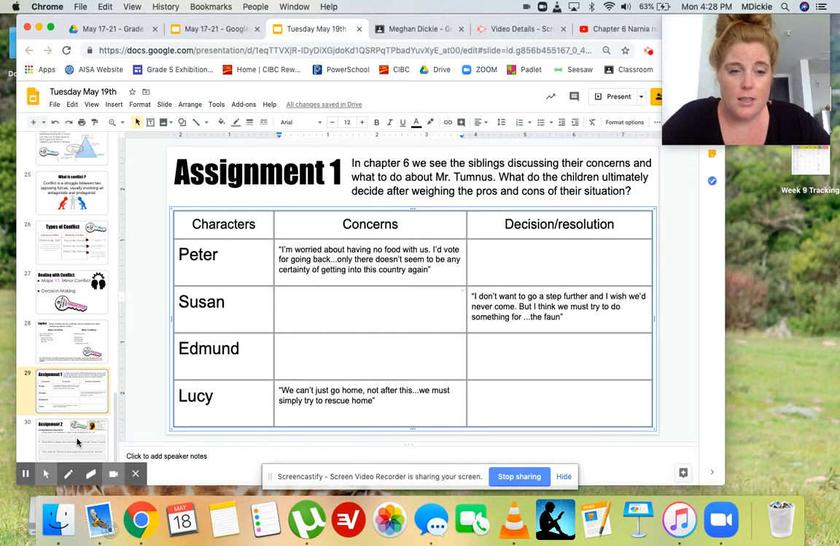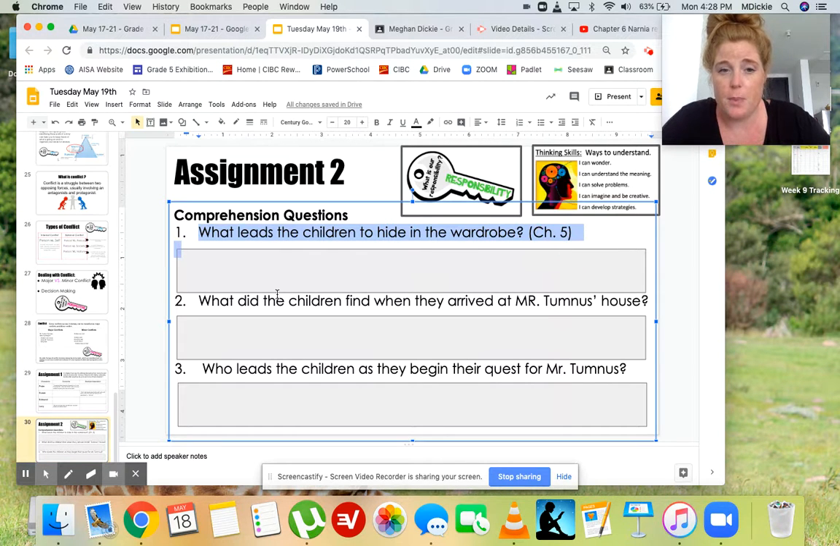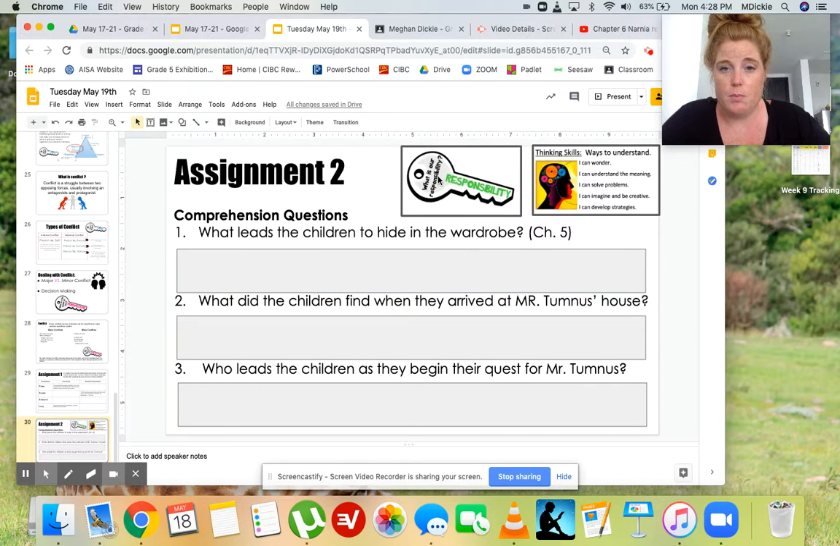And then your last assignment is the same as always, a few comprehension questions. Because we did do 2 chapters, I did include this question is from chapter 5. What leads the children to hide in the wardrobe? And then questions 2 and 3 are from chapter 6. So make sure you are being responsible and using your thinking skills and getting both of those assignments done for today.